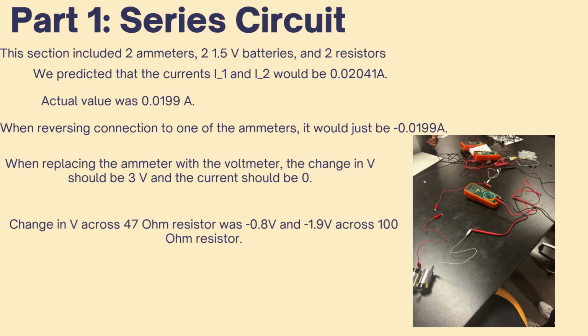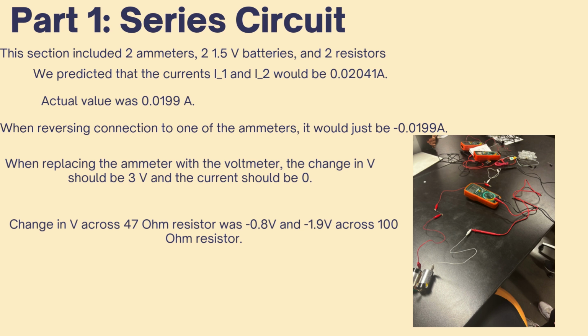Part 1 is the series circuit. This section included two ammeters, two 1.5-volt batteries, and two resistors. We predicted that the currents I1 and I2 would be 0.02041 amps. The actual value was 0.0199 amps, and when reversing the connection to one of the ammeters, it would just be negative 0.0199 amps. When replacing the ammeter with the voltmeter, the change in V should be 3 V and the current should be 0.